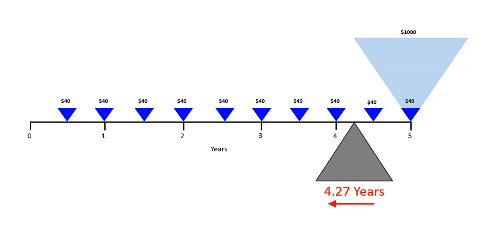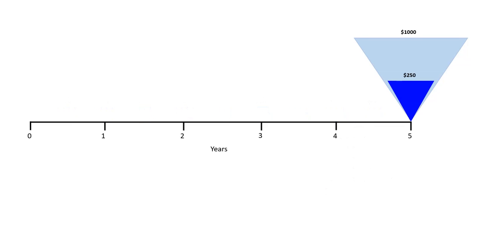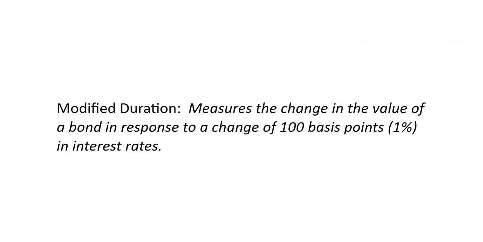Macaulay duration is always less than maturity, except for one kind of bond, the zero coupon bond, in which there are no coupon dates. With a zero coupon bond, all interest and the face value are received at the end of the timeline, so maturity equals duration for that kind of bond. The final topic of this video is modified duration.